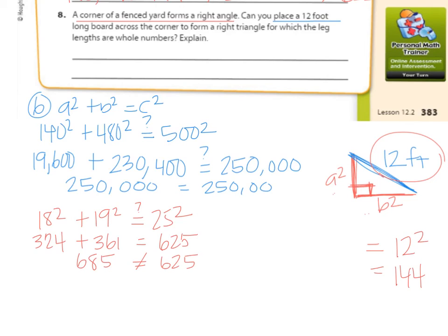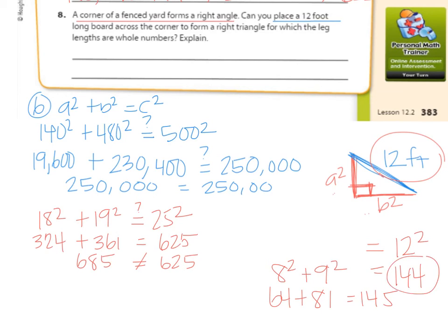Let's try, well, we did 5 and 9. Should we try 8 and 9? 8 squared plus 9 squared. So let's do 8 squared. 8 times 8 is 64, right? Plus 9 times 9 is 81. So 64 plus 81 equals 145. Okay.